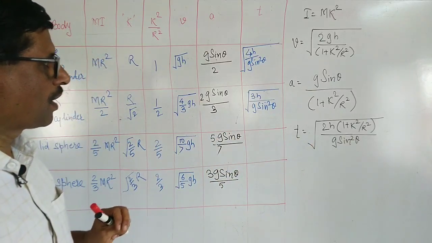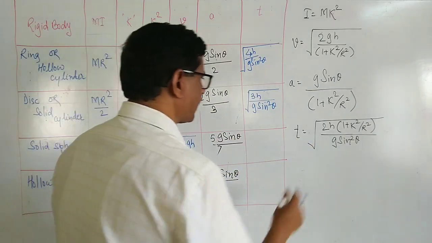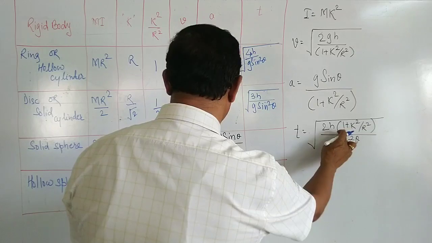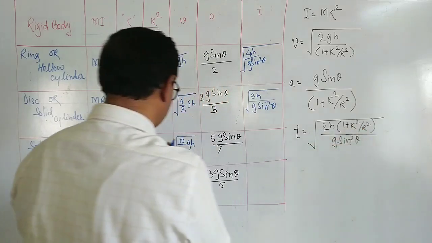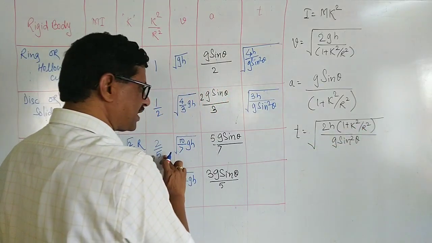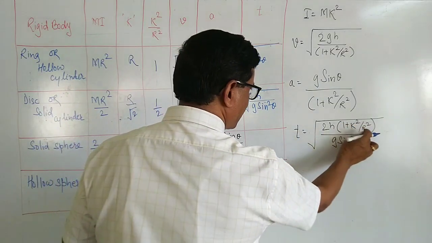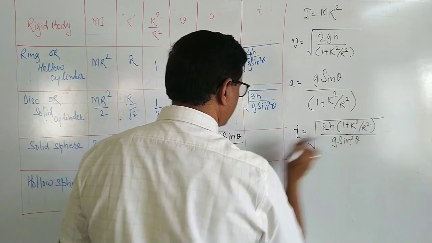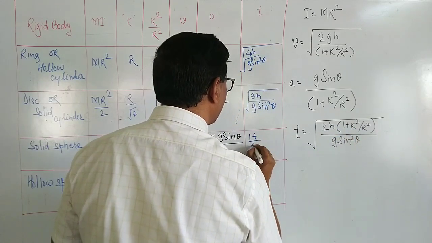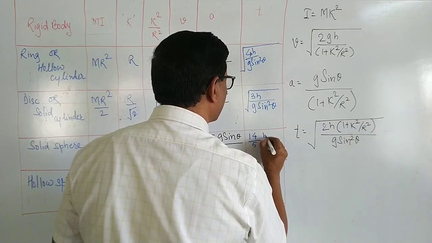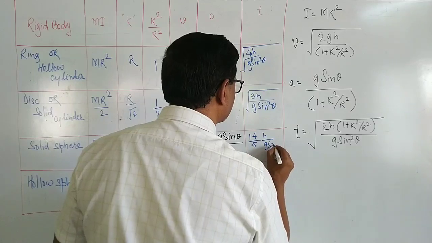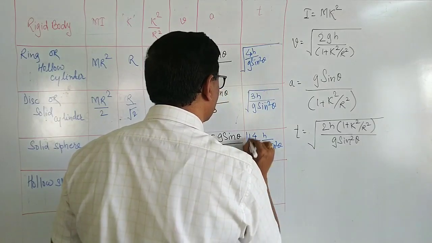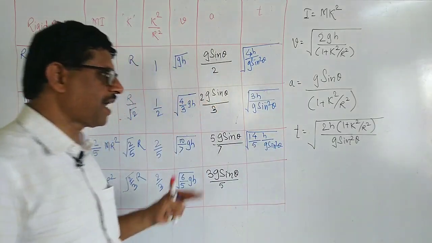plane of height h. Then it is 2h into 1 plus k square by r square. K square by r square is 2 by 5, so 1 plus 2 by 5 is 7 by 5. It is 14 by 5 h divided by g sine square theta, under root of this. This is the time required.